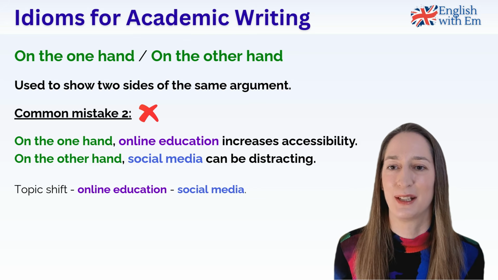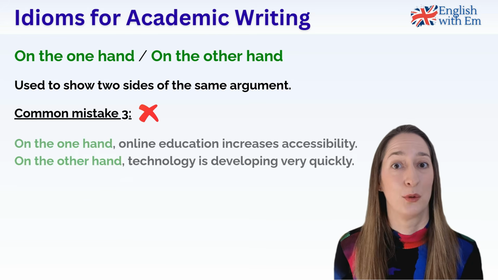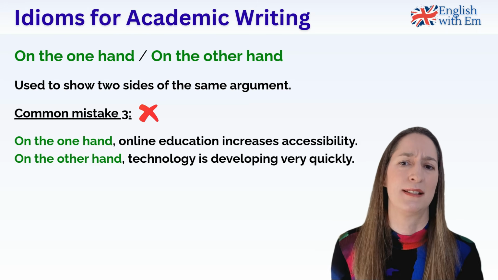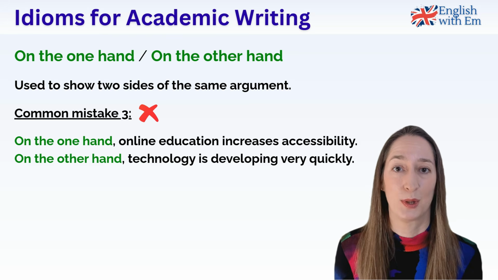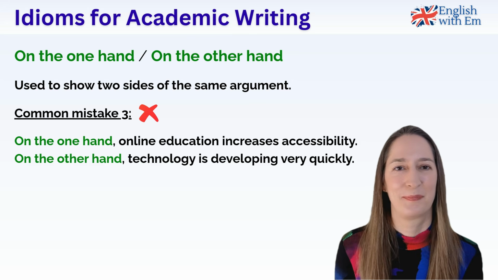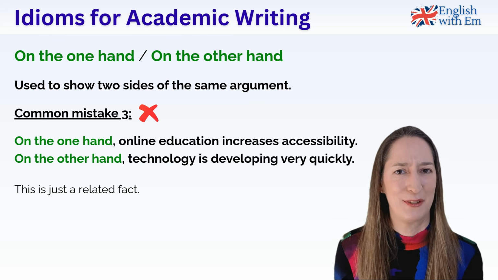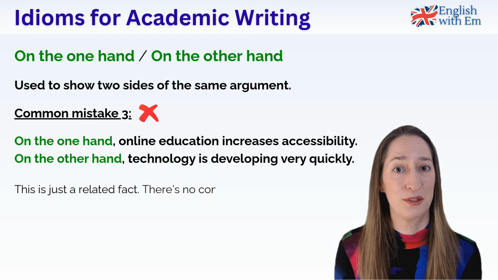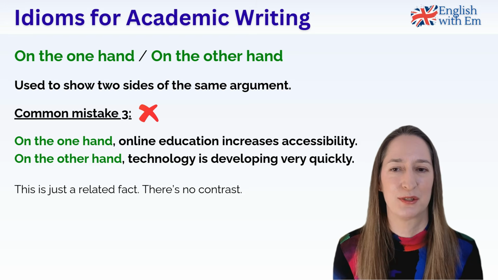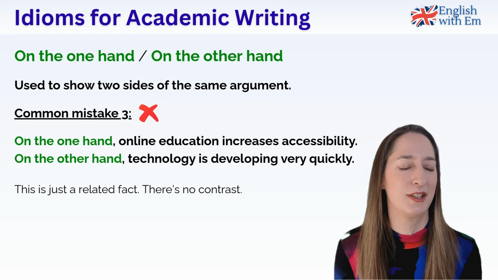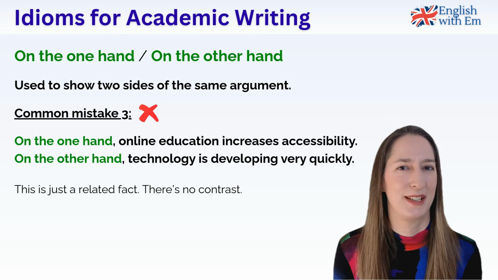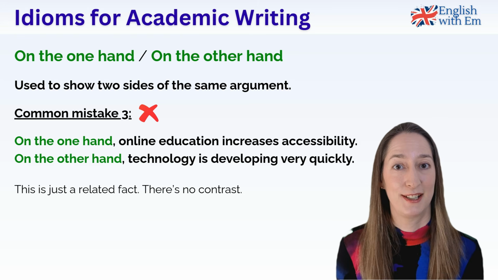Let's look at mistake number 3. On the one hand, online education increases accessibility. On the other hand, technology is developing very quickly. What's wrong with this? This is just a related fact. So there's no contrast. Again, we're not looking at a positive and a negative or a different perspective about online education. We're just mentioning a related fact. So it doesn't work.